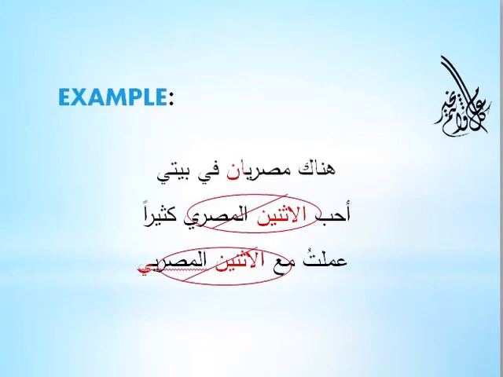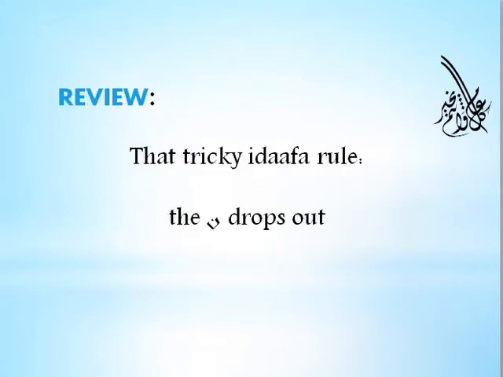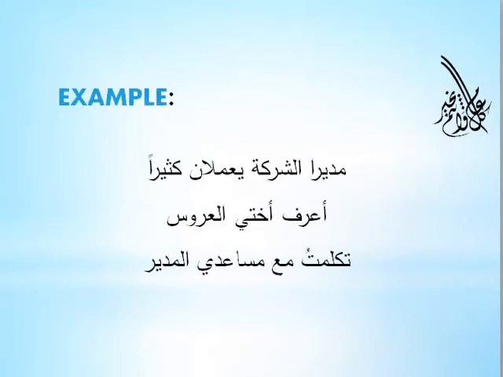So far, this seems pretty simple, right? It follows the same rules and the same patterns as the human plurals. And remember, with the human plurals, we had a tricky rule. Well, the same tricky rule will apply here. Remember the tricky idafa rule: the noon drops out when the dual is the first term in an idafa, like this. Now let's take a look at some examples right here.